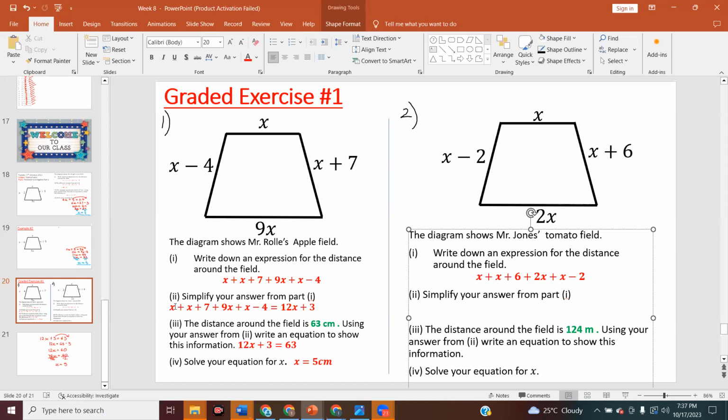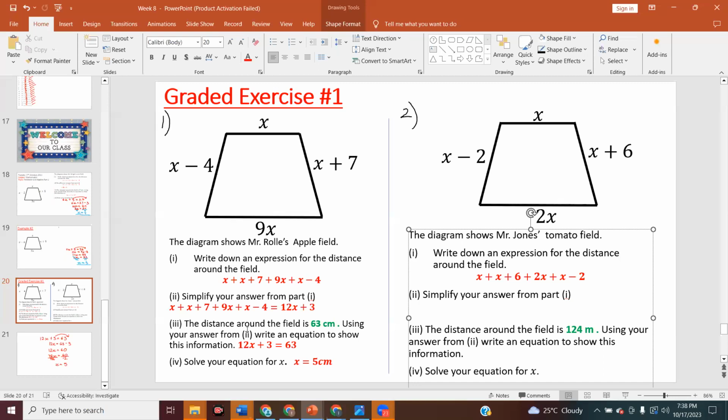Want me to explain it? Yes, sir. So this is 1X plus 1X, what is that? 2X. 2X plus 9X is what? 11X. 11X plus another X is what? 12. So it's going to be 12X. You see that? Yes, sir. And then we do the numbers now. So 7 minus 4 is what? 3. So that's how we get 12X plus 3. You see that? Yes, sir.